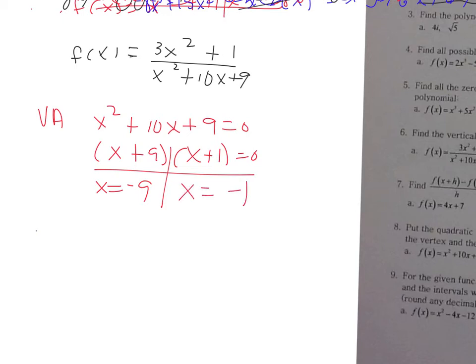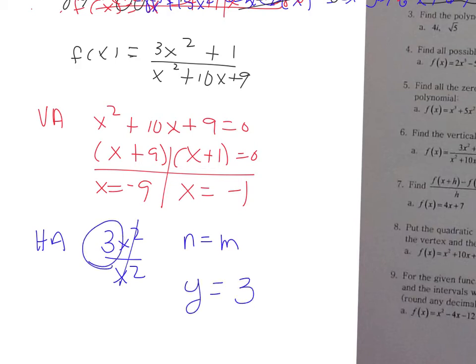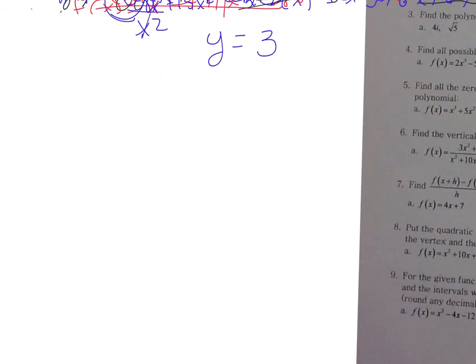All right, now my horizontal asymptotes. All right, so it's the degree ones. So it's 3x to the second divided by x to the second. So my degrees, the degree of the numerator is equal to the degree in the denominator. So that means I'm left with just this. So that's y is equal to 3. That's your horizontal asymptote, sorry.